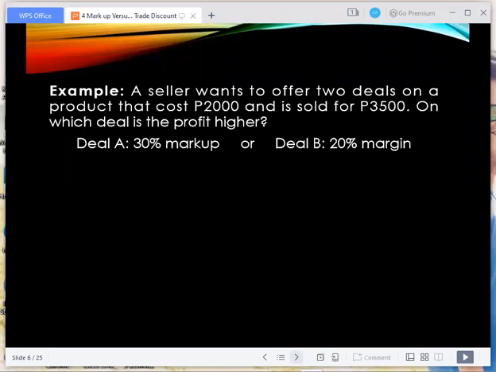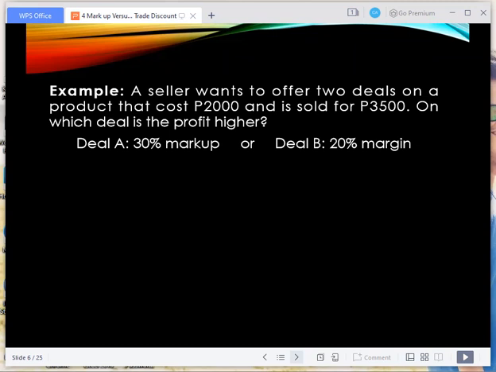So for example, a seller wants to offer 2 deals on a product that costs 2,000 pesos and is sold for 3,500 pesos. On which deal is the profit higher? Again, the original cost of the product is 2,000 pesos. The selling price of the product is 3,500 pesos. Now, the first deal is a 30% markup. The second deal is a 20% margin.